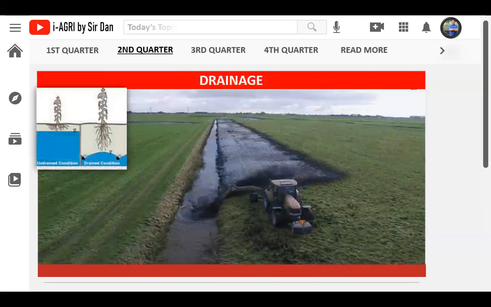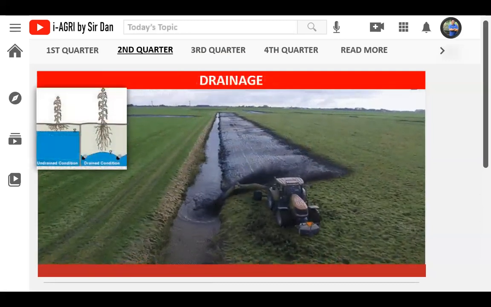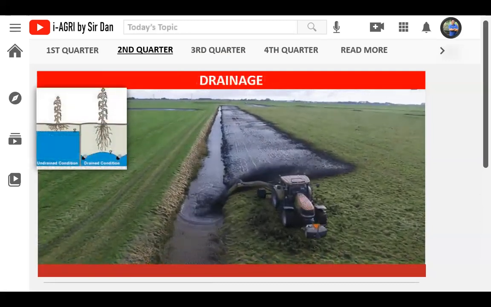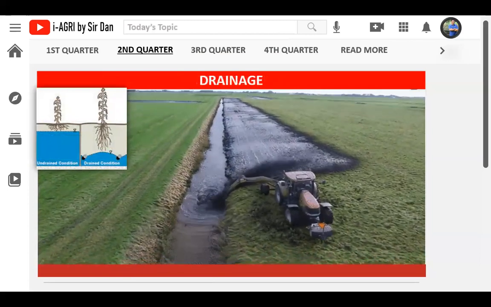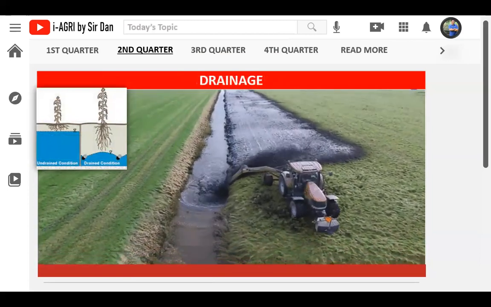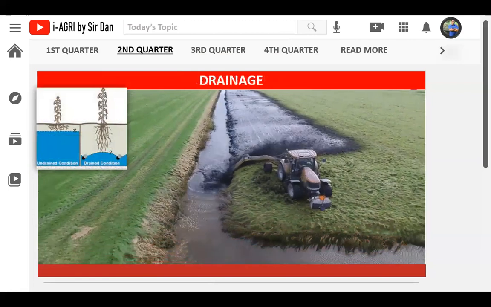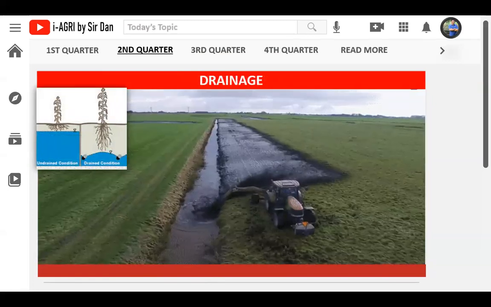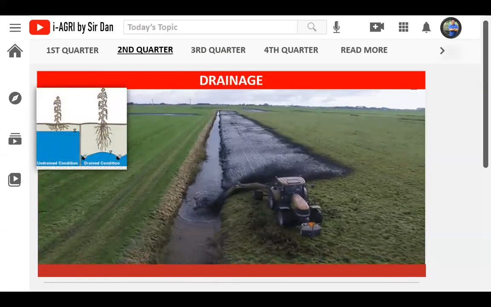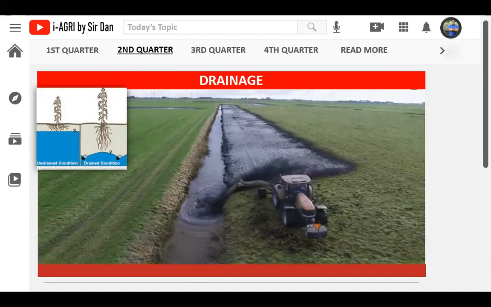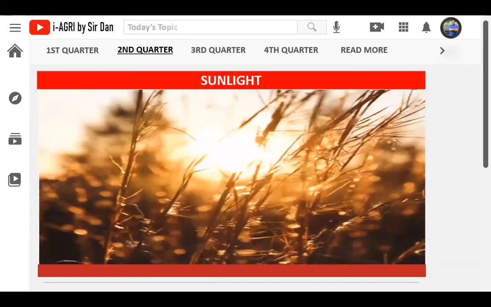Next, we have drainage. Too much water causes roots to suffer from lack of air, thus causing the plants to die. Therefore, the area to be used for gardening must be well drained or capable of being well drained. Next, we have sunlight.